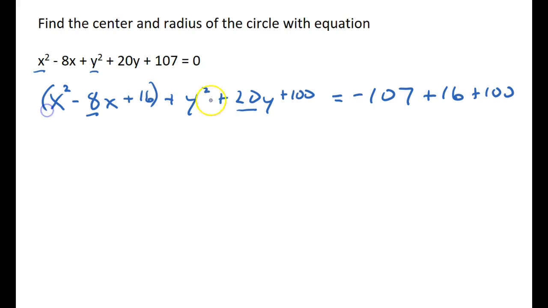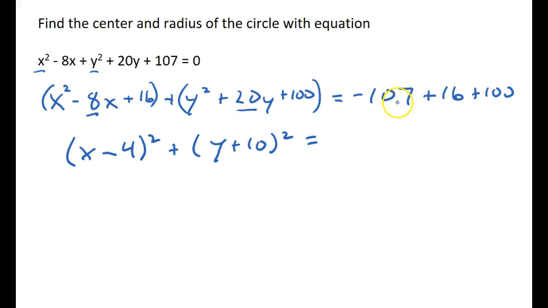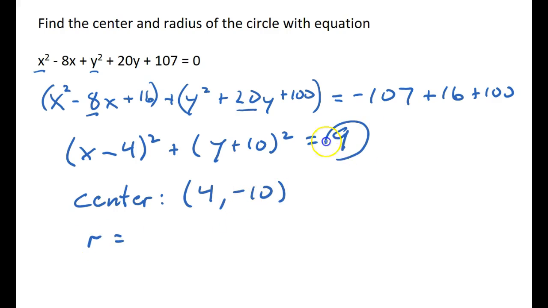Okay, so if I group the x terms together and the y terms together, this will now factor. It's a trinomial square. It'll factor into x minus 4 squared. And this will factor into y plus 10 squared. And over here I have negative 107 plus 100 is negative 7. Plus 16 is 9. So look, it looks like our standard form of the circle, and it's real easy to get the center now. The center will be at positive 4, negative 10, and the radius will be the square root of that number, which in this case is 3.